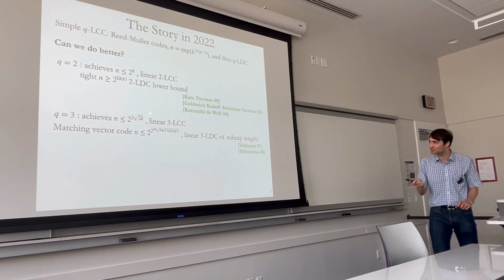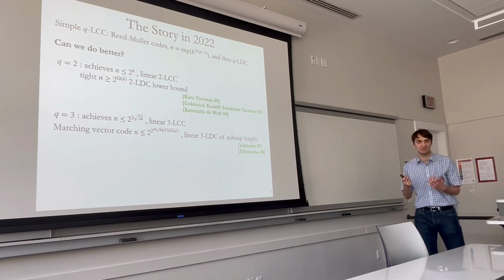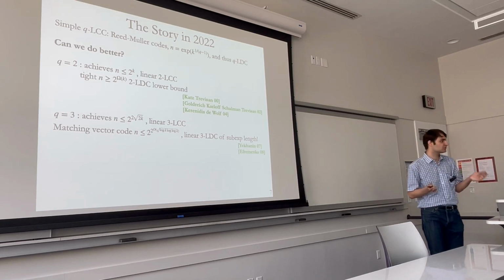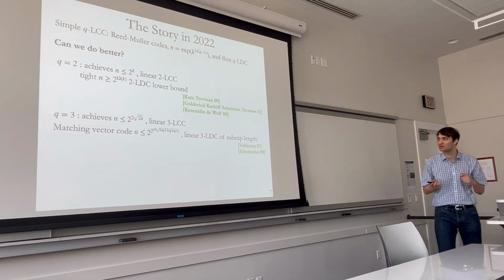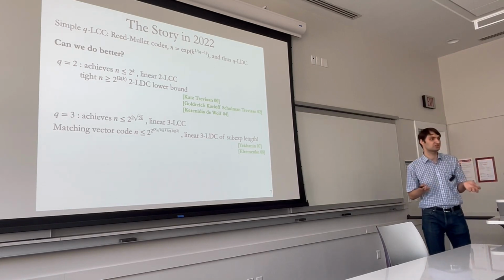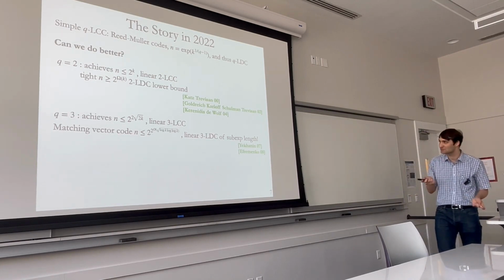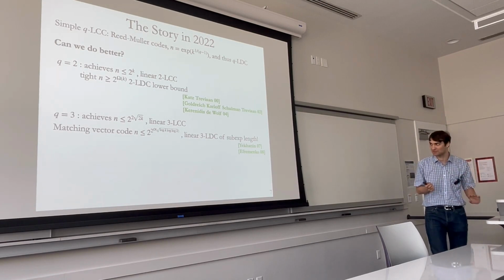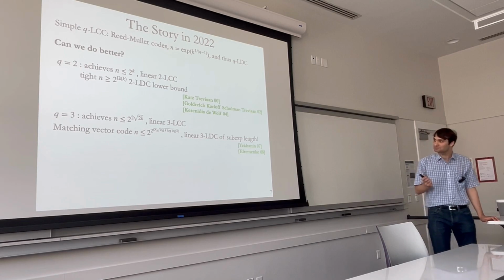So this is a strange function here, but let me just interpret it a bit for you. So remember, the square root k up here is 2 to the 1/2 log k, right? So this is 2 to the square root log k, which is in particular smaller than any polynomial in k. So this is subexponential in k. So it's much, much better than Reed-Muller codes.